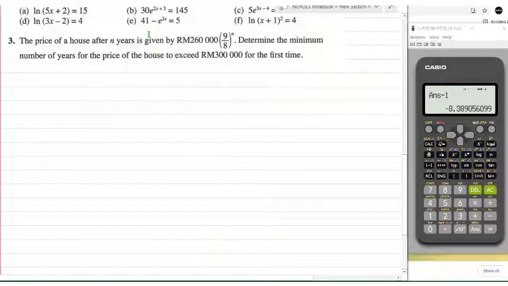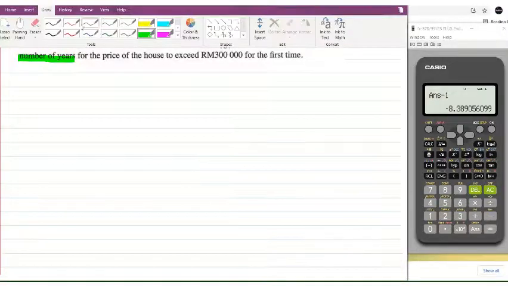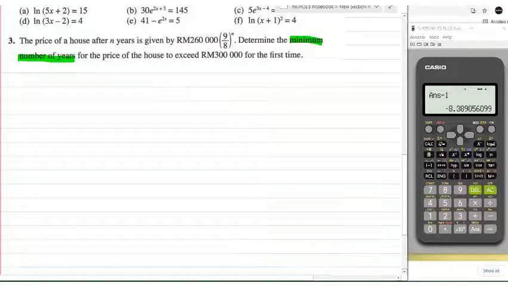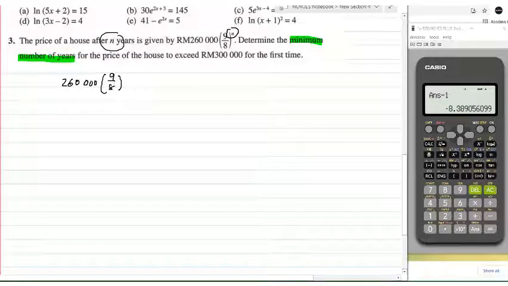Here is question asked as the minimum number of years. Okay, so what is actually symbol for years used in this question? Okay, years is value of n. So now we want to get value of this n for the price of house to exceed 300,000. So we write down the formula here. 260,000 in bracket 9/8 power n to exceed. Okay, what does it mean by exceed? Exceed is more than. Okay, melebihi, more than 300,000.